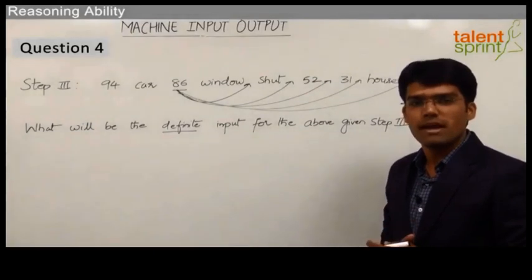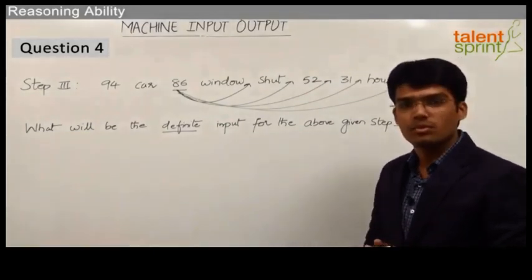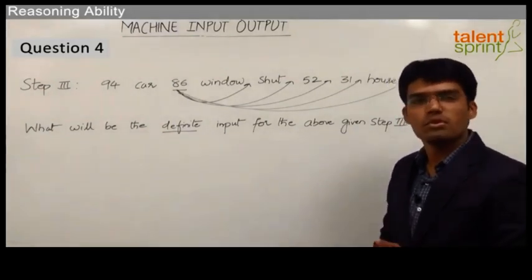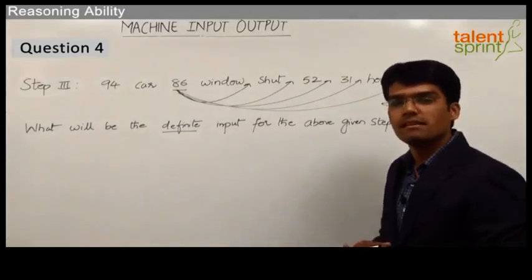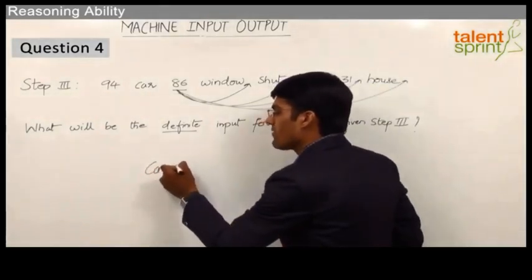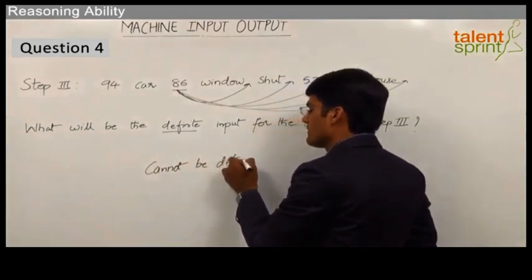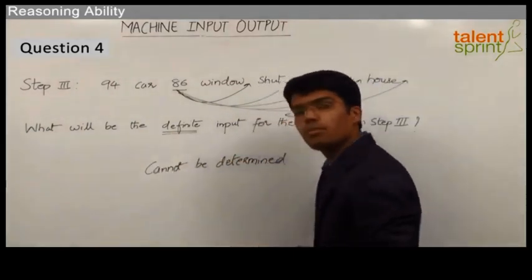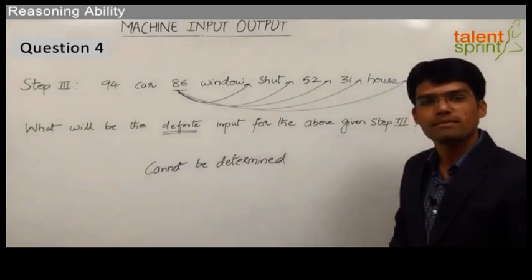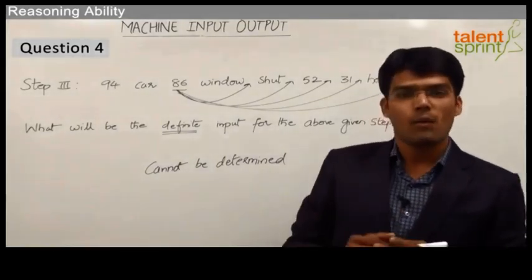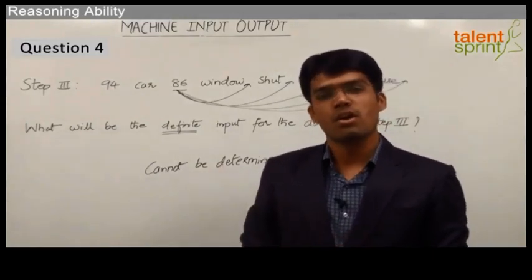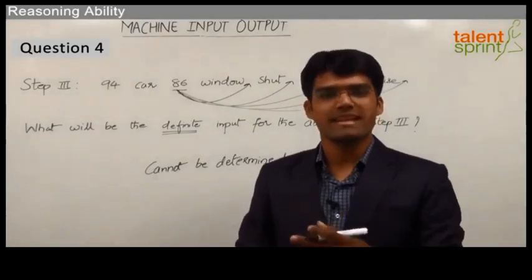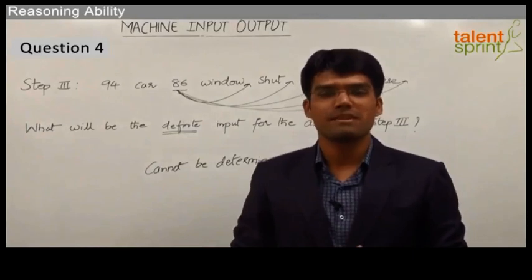And when we cannot determine what was the previous step, that is step 2, it is obvious that we cannot find out the previous one, step 1, or the input for the given step 3. So the answer here should be cannot be determined, as the question is asking for the definite input, which is impossible to determine. Therefore, friends, understand that whenever a definite previous step or the definite input is asked, the answer always will be cannot be determined. So without a second thought, simply mark the answer as cannot be determined.